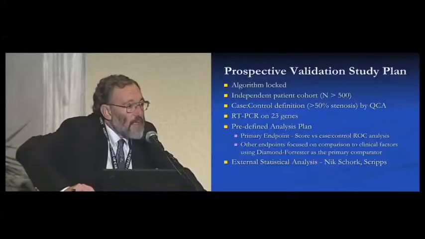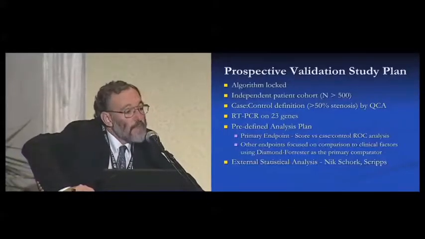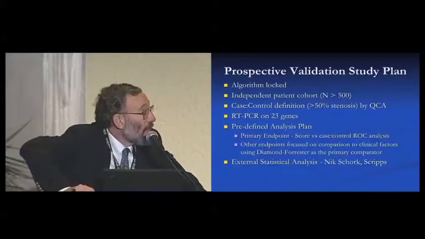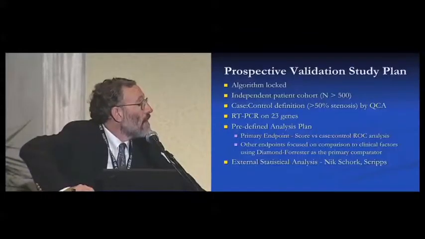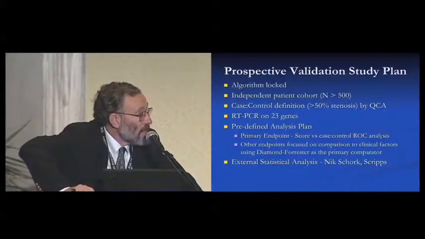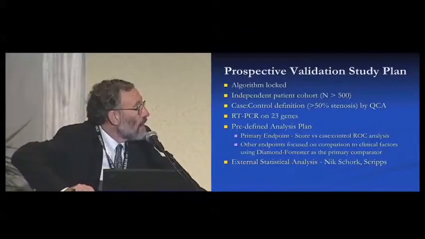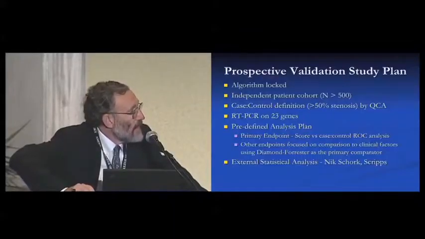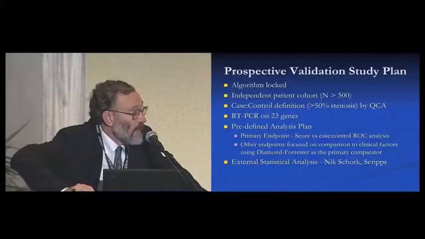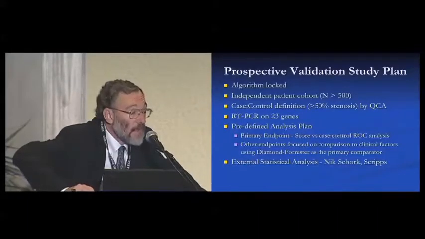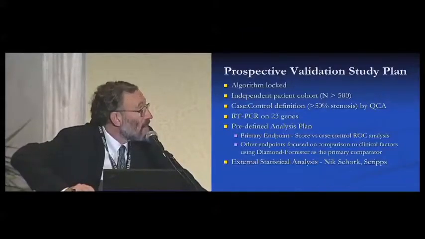So the validation study plan: after we had developed that algorithm, we locked the algorithm and developed a prospectively defined analysis plan. We then looked at an independent cohort of patients from the PREDICT trial. We used a case control definition based on the work that Alexandra had done at CRF with quantitative coronary angiography, did the RT-PCR on the 23 genes, and then the primary endpoint was to look at whether the score significantly predicted the likelihood of having obstructive disease using receiver-operator characteristics analysis.